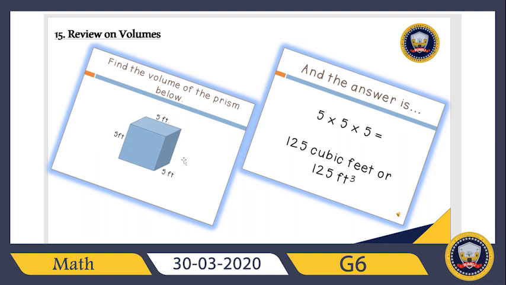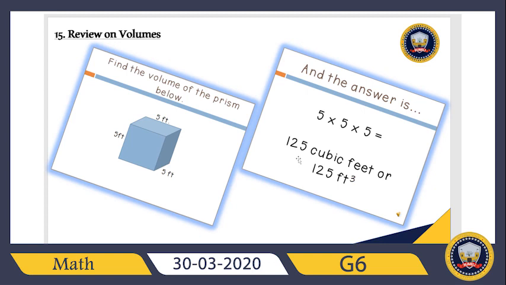So how can I find the volume for this shape? We know that the volume formula for the prism is length times width times height. Now, look, this is my width here. It is the same as the width of my base. So it will be 5 times 5 times height, which is 5 feet. So 5 times 5 times 5 is 125.